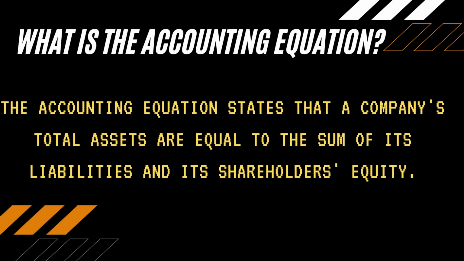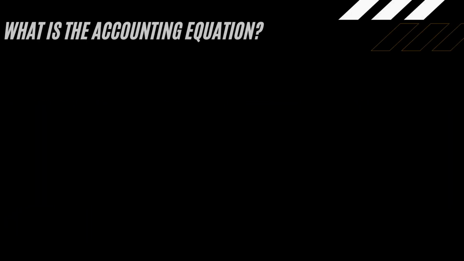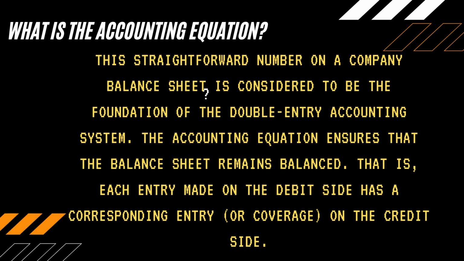What is the accounting equation? The accounting equation states that a company's total assets are equal to the sum of its liabilities and its shareholders' equity. This straightforward number on a company balance sheet is considered to be the foundation of the double-entry accounting system.